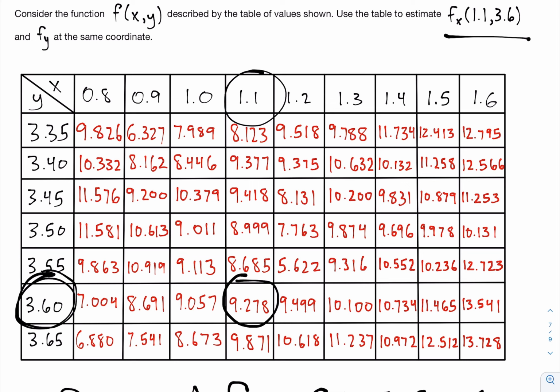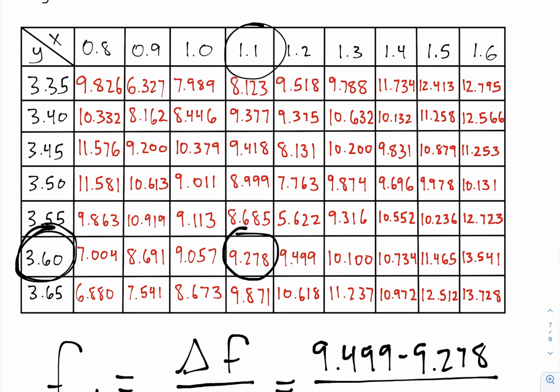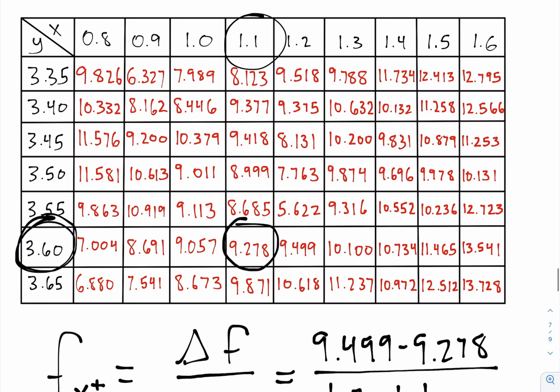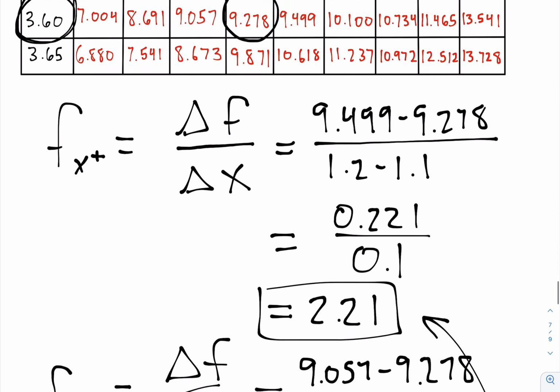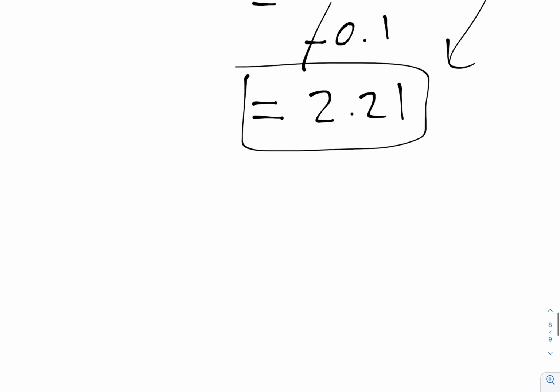So we kind of changed our x and called y constant, but now let's change our y and call x constant. Okay, so if we do that, that means that x is always going to be 1.1. We're not too worried about it. I can just write it down here.